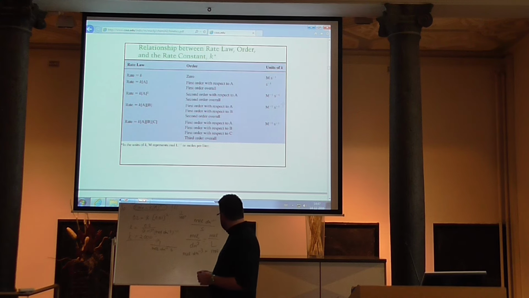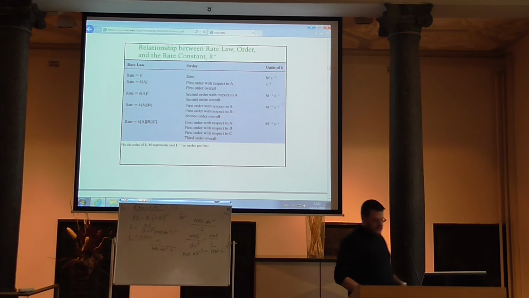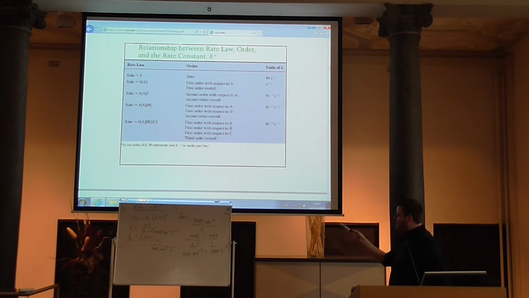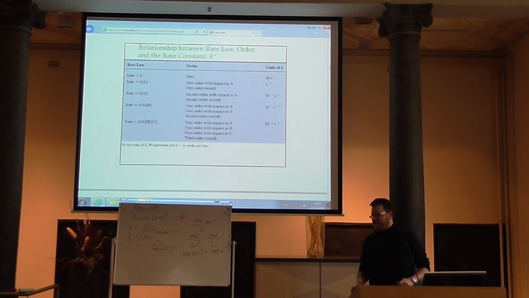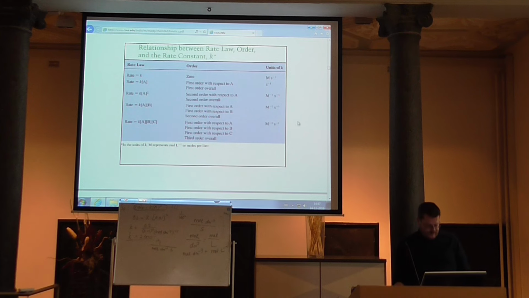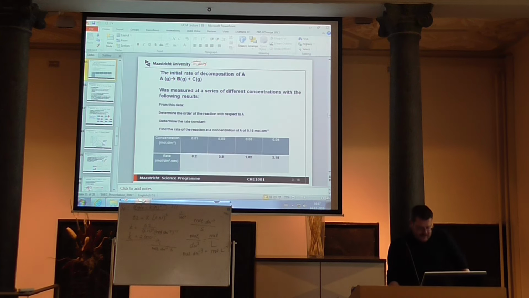Why isn't it just seconds though? Isn't it 0.2 moles per decimeter cube and 0.1 moles per decimeter cube per second? So those two cancel out and it would just be seconds? No, because it's squared. You see, it's 0.2 over 0.1 to the power of 2, so you're left with a moles per decimeter cube, that's why. All right, so that's basically that.